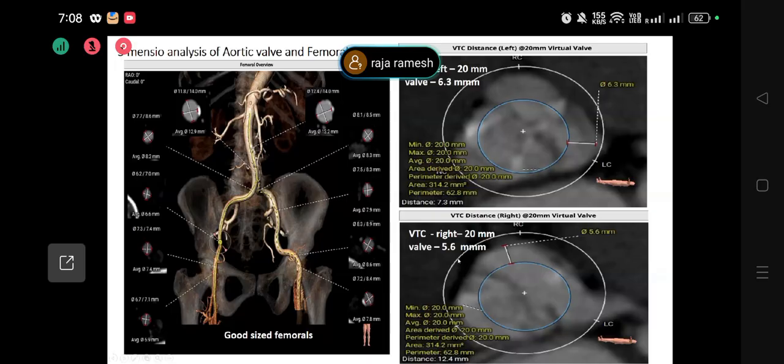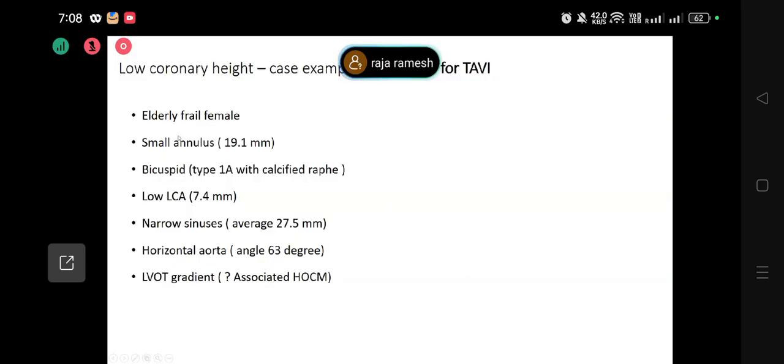So what are the challenges in this patient? This is an elderly female patient with a small annulus. It is a bicuspid valve type 1A with a calcified raphe and low coronary heights, 7.4, and narrow sinuses. Any sinus less than 30 is called narrow sinuses, and it is a horizontal aorta. The angle is 66, and we have some associated LVOT gradient also. The main point in this discussion is the low coronary height.